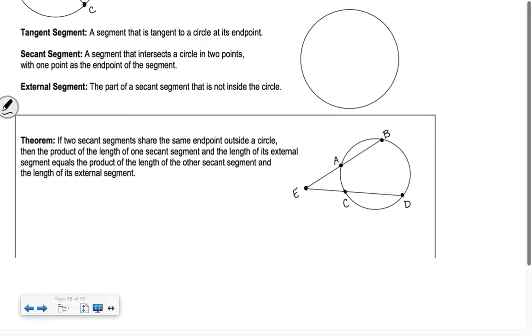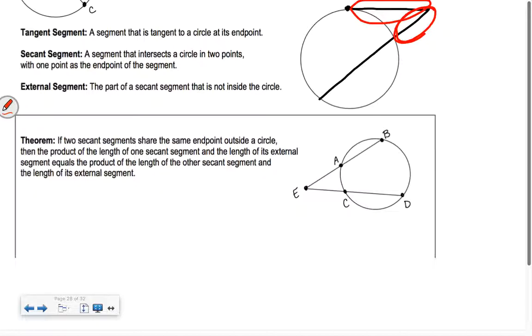All right, so you might have a tangent segment, a segment that's tangent to the circle at its endpoint. That would be something like, this would be the tangent line, right? Well, what if we don't have the whole line? What if we just had the tangent segment? We could also have a secant segment. This would be a secant segment. And we have an external segment. So this would be an external segment because it's on the outside of the circle. And the tangent segment is also an external segment because it's on the outside of the circle.